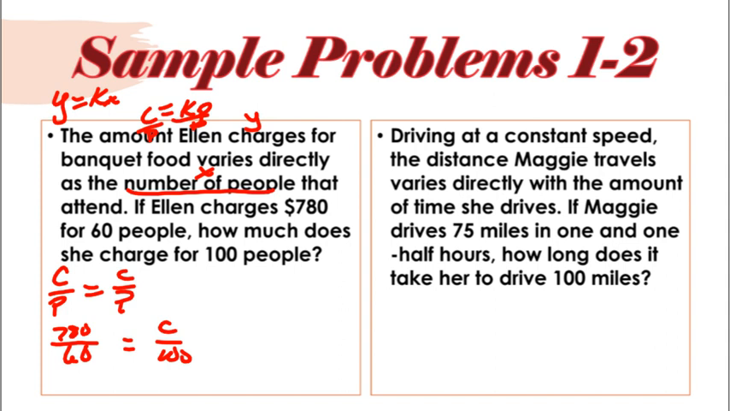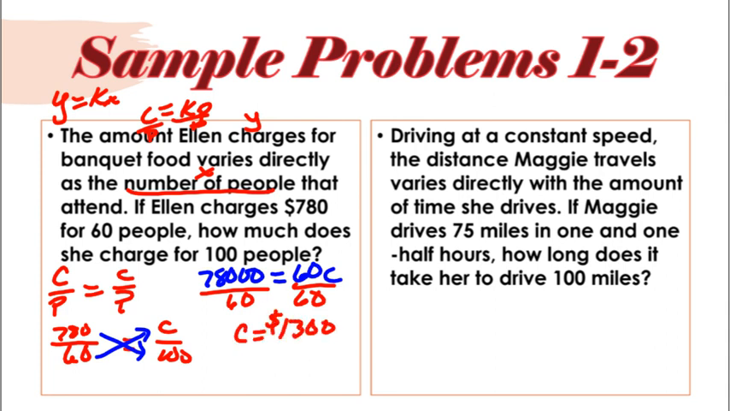Now I can cross multiply. So 780 times 100 would give us 78,000 equals 60 times c, so 60c. To get c by itself, I divide by 60. So 78,000 divided by 60, you would get the charges would be $1,300. That would be the cost for 100 people.